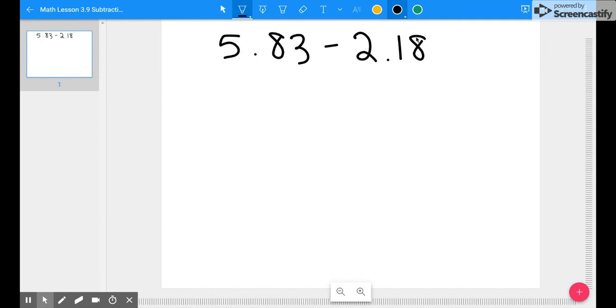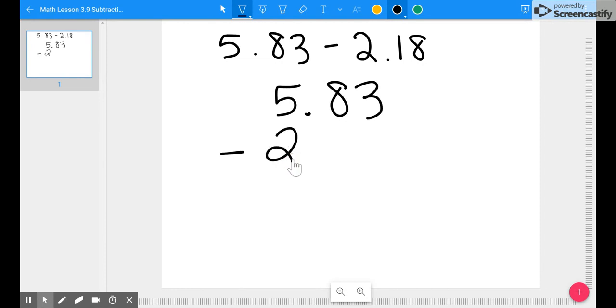I need to do the same thing that I did when I added decimals. I need to line up my place values and line up my decimals and line up my numbers so they are organized, so I don't make a mistake. So I'm going to start with my very first number, 5 and 83 hundredths, minus, I'm going to line up the number in the ones place value, which is in this case the 2. I'm going to line up my decimal points. They should be right on top of each other.